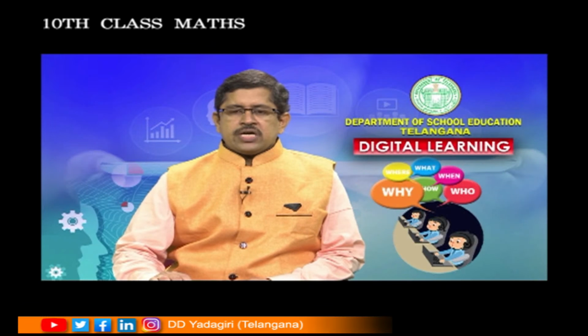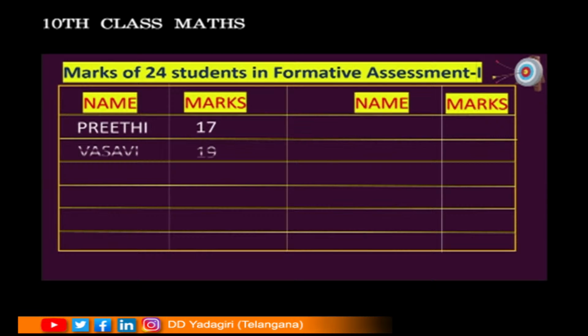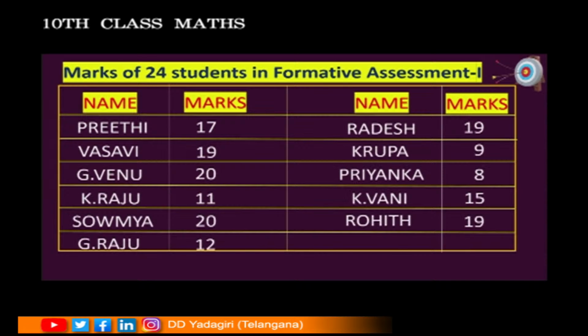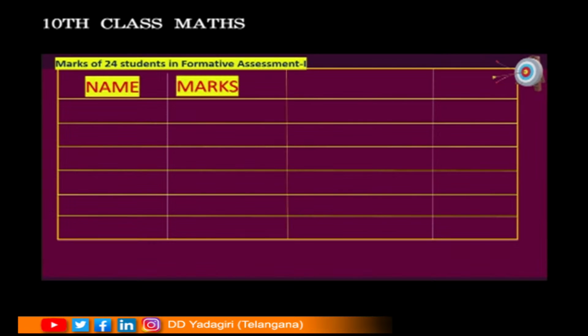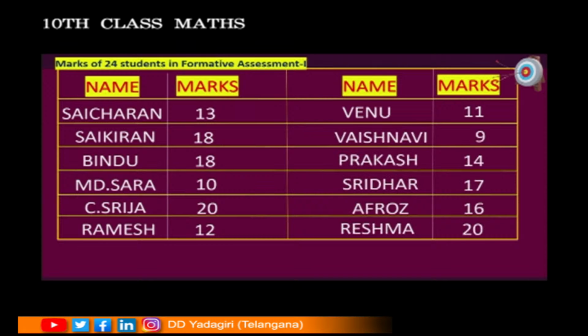Reshma, the student, has taken the marks from the teacher and she tried to make a note of the marks in a tabular form. So the marks of the 24 students of the formative assessment 1 were formed as a table where the first column is the name and the second column is the mark secured by the student. So she has prepared a table of the marks with the name and marks of all the 24 students as follows, as you see on the screen.